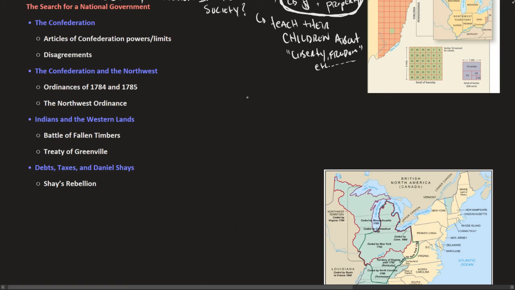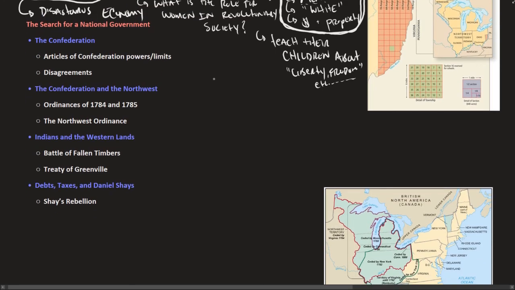Okay, so let's wrap it up here. One of the biggest debates, or maybe one of the biggest problems for the United States, was creating a new government. What type of government? Like we said before, the Articles of Confederation was the first U.S. Constitution. All right, first U.S. Constitution.